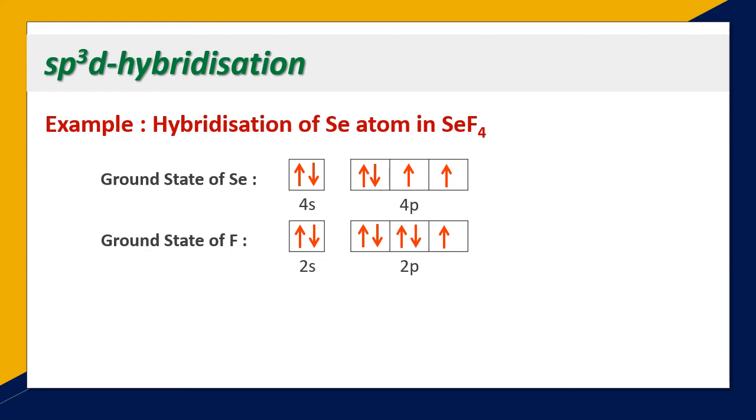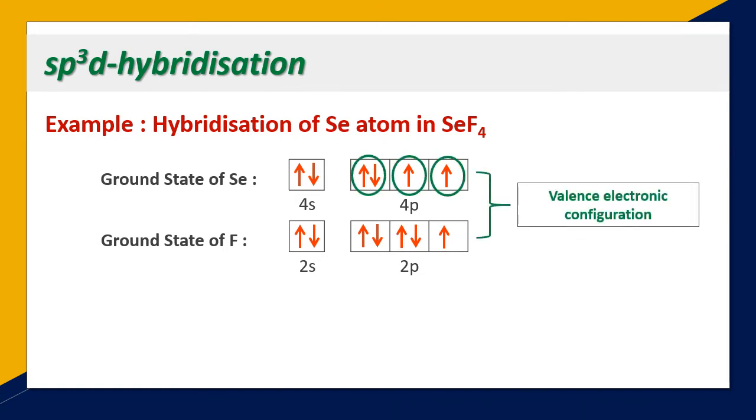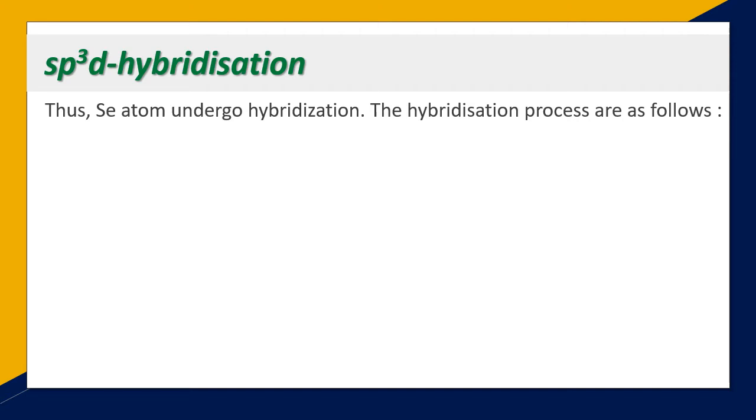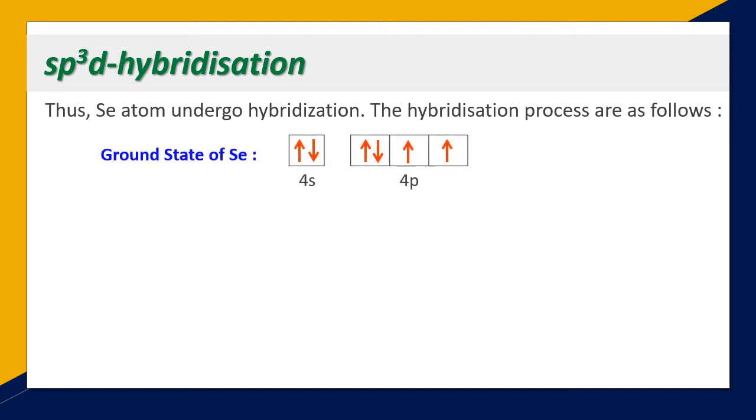At ground state, the selenium atom has 6 valence electrons, while fluorine has 7 valence electrons. According to the valence bond theory, it is impossible for a selenium atom to form 4 covalent bonds with 4 fluorine atoms, because at ground state, the selenium atom has 2 unpaired electrons and can form only 2 bonds with other atoms. Thus, the selenium atom will undergo hybridization. The hybridization process is as follows.